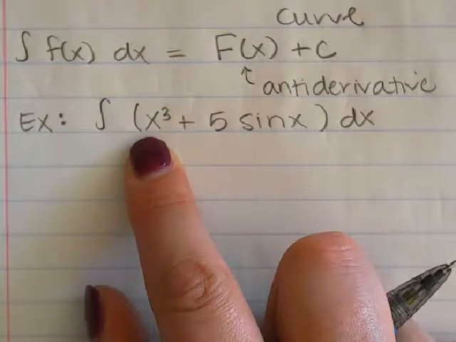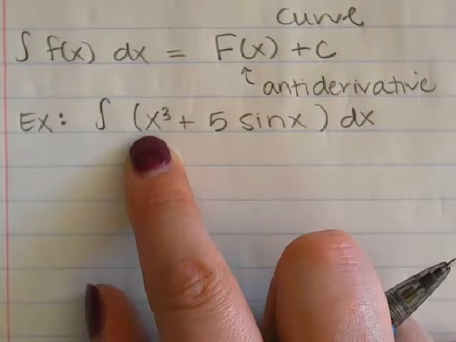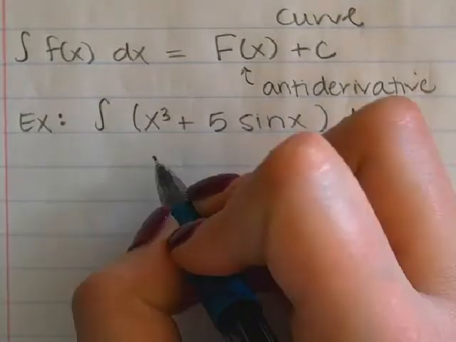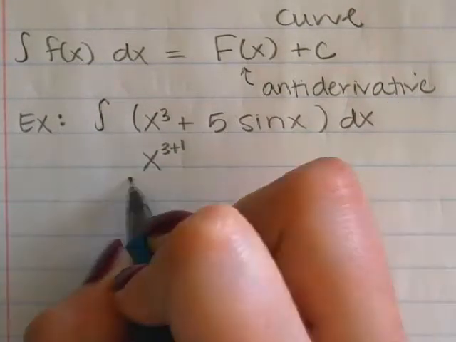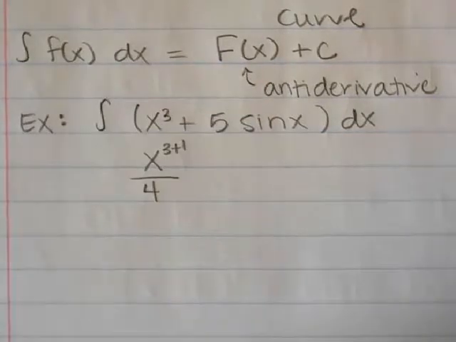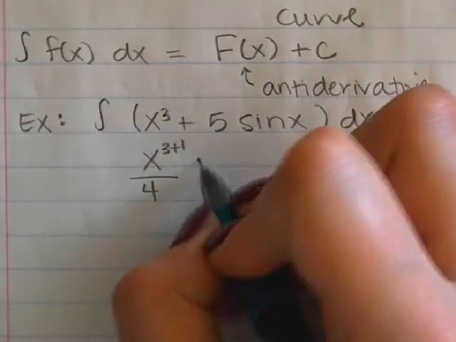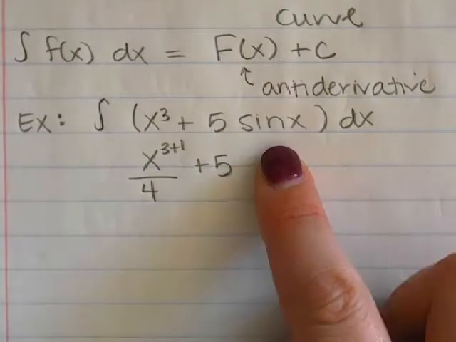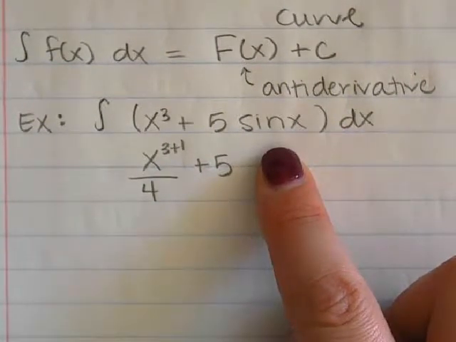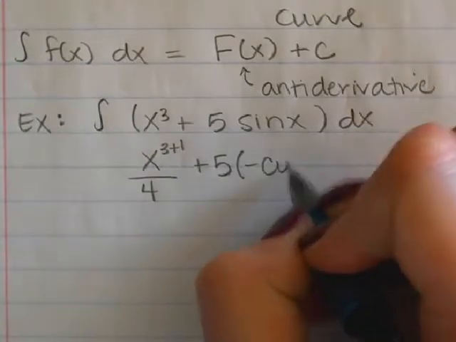All right, so what's the little shortcut? What do we do for x to the third? I add 1 and divide by that number. All right, plus 5. And then the antiderivative of sine is negative cos.